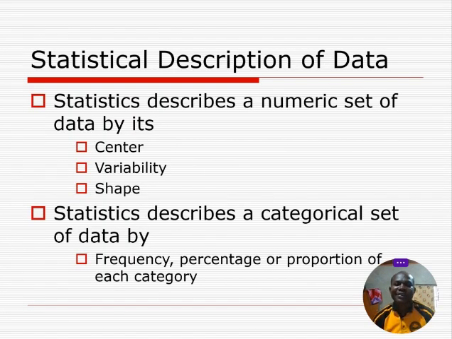So we look at statistical description of data. There are two possible ways data can be described in statistics. For the numeric set of data, we describe them by center, variability, and shape. While the categorical set of data, we describe them based on frequency, percentage, or proportion of each category.